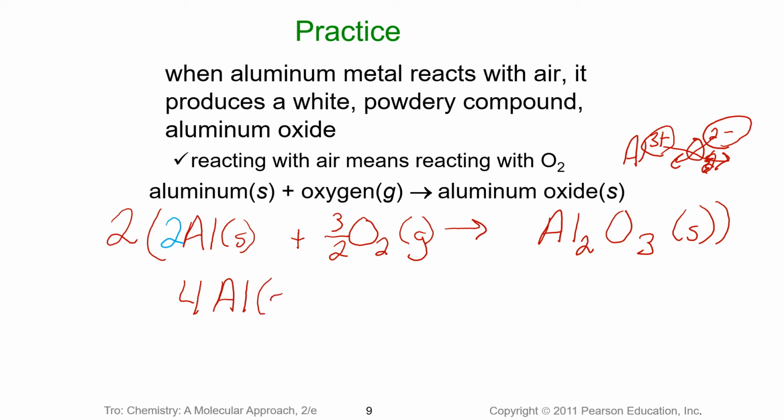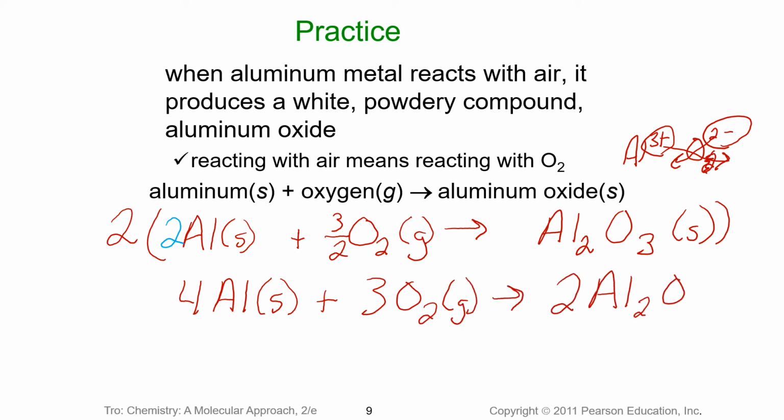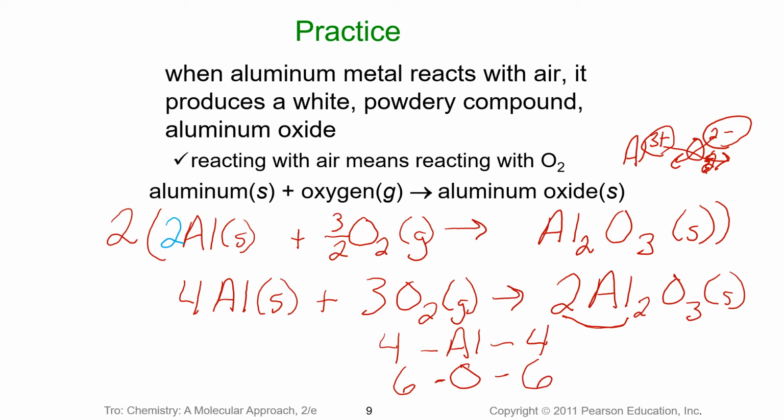This leaves us with 4 aluminums plus 3 oxygen gives us 2 aluminum oxide. If we check our reaction, we have 4 aluminum on the left, and we have 2 times 2, or 4 aluminum on the right. For oxygen, we have 3 times 2, which is 6 oxygen on the left. We have 2 times 3, which is 6 oxygen on the right. So our reaction is balanced.